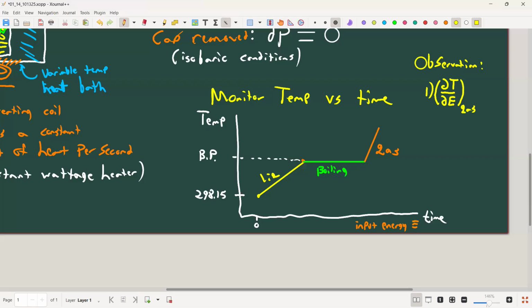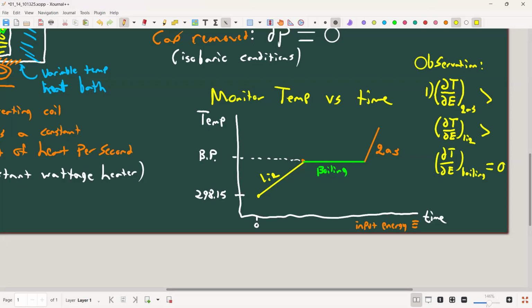E is the x, T is the y. And that's greater than dT/dE of the liquid, which is greater than dT/dE at boiling, which we observe to be 0. That's interesting. Maybe we can measure that. What is that number that we're measuring? That's the big observation.